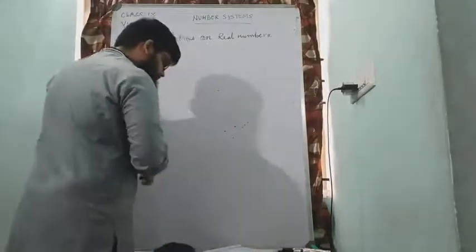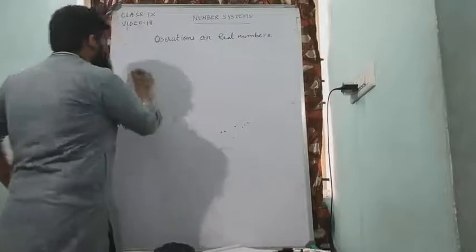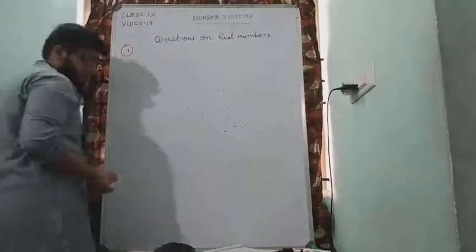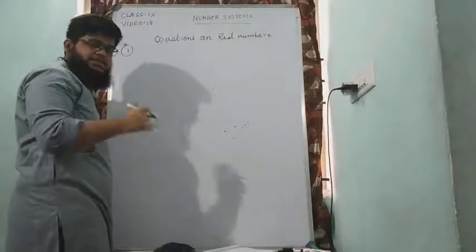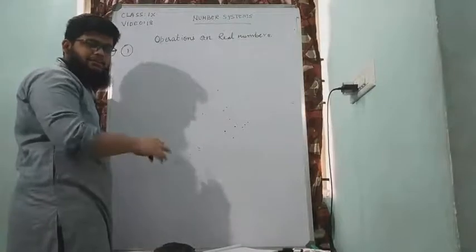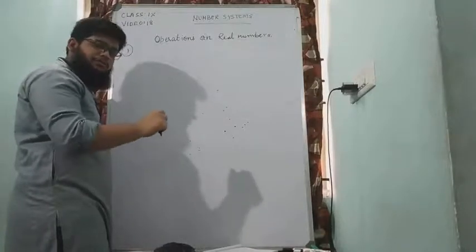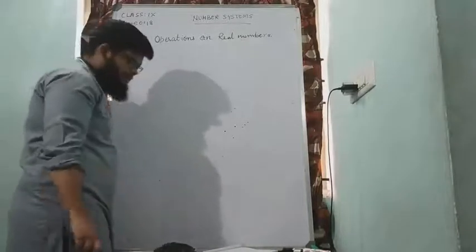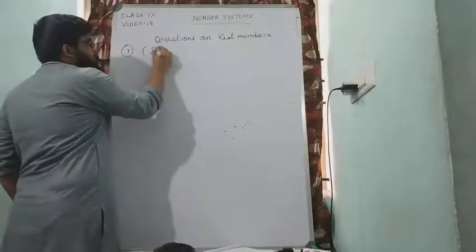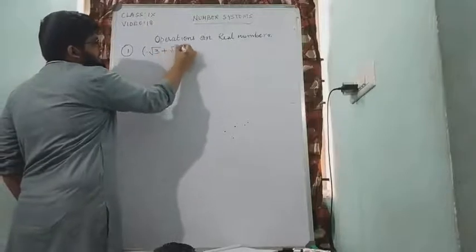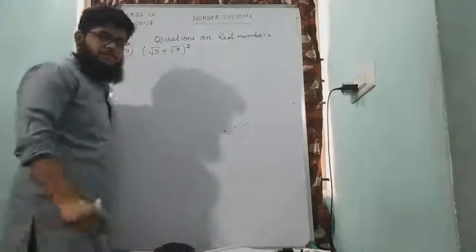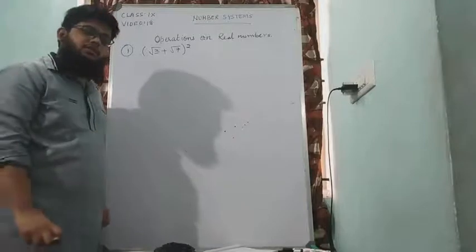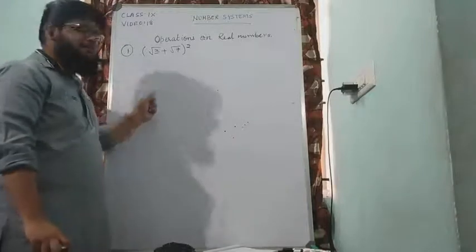So for example, let us start with this. I'll mix up example and exercise questions so you can directly write it after the identities. I'm doing example problems and exercise problems together, and you'll have to learn both. The question is (root 3 plus root 7) whole square. I'll have to simplify this.